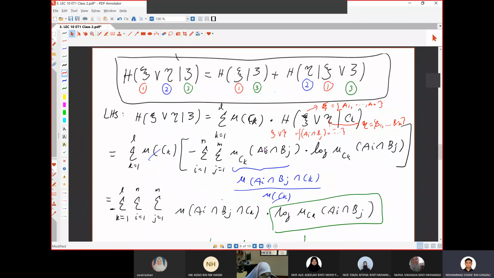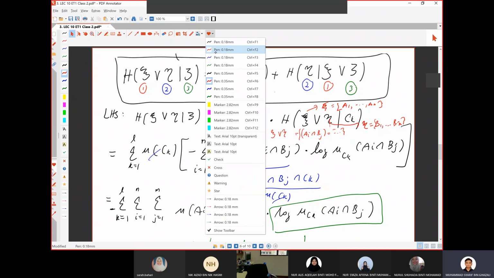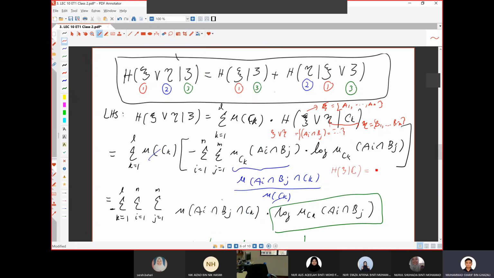For the conditional measure, we use the definition of the conditional measure, multiplied by log mu CK of Ai Bj. What is the conditional measure? H of psi given that C is equal to minus the sum of mu of C, Ai multiplied by log mu C of Ai, right? Here we use it, inside the square bracket. It is not inverted, right? Correct.